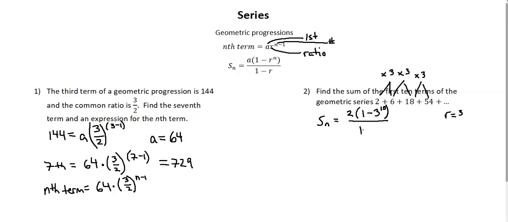In the denominator, 1 minus r, 1 minus 3, which results in the value of 59,048. This completes the requirements for problems 1 and 2, and this completes the lesson on geometric progressions.